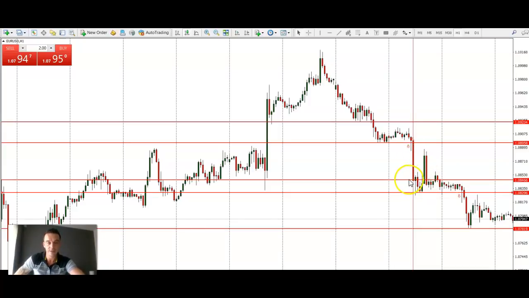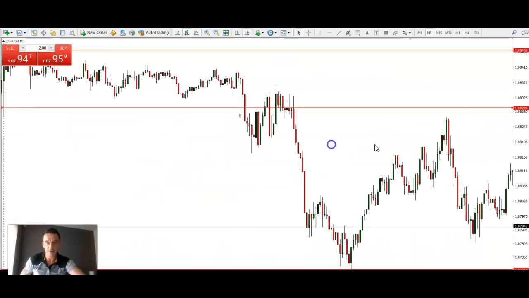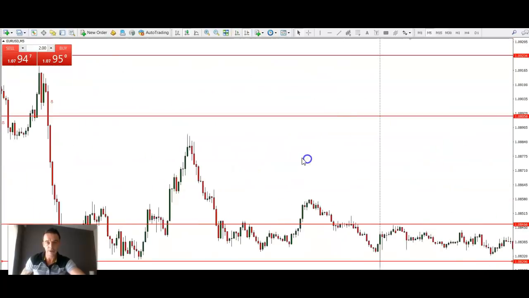Okay, and the same here. We're going straight down. Once it breaks out of this floor here, straight down to the next floor. And again, moves like this will happen. This is just simply a stop hunt. So you have to be careful of this, and you have to understand what is happening when these kinds of things are going on. It's just the market tricking people and hunting their stops.